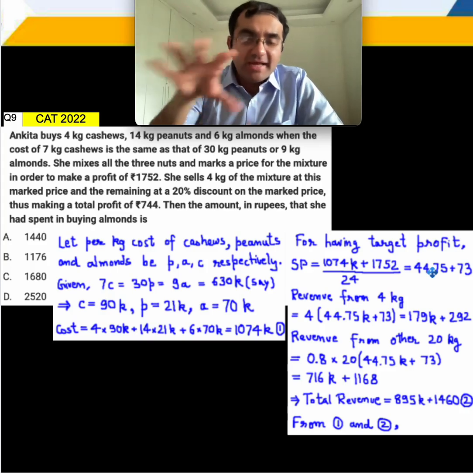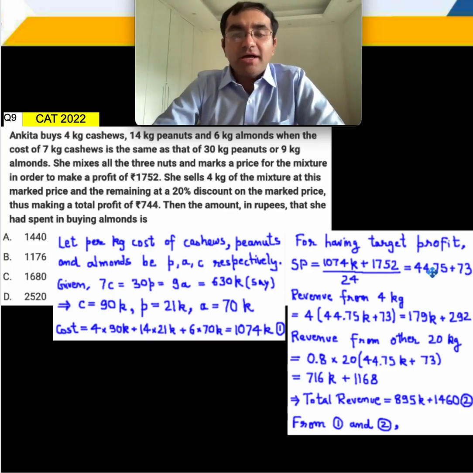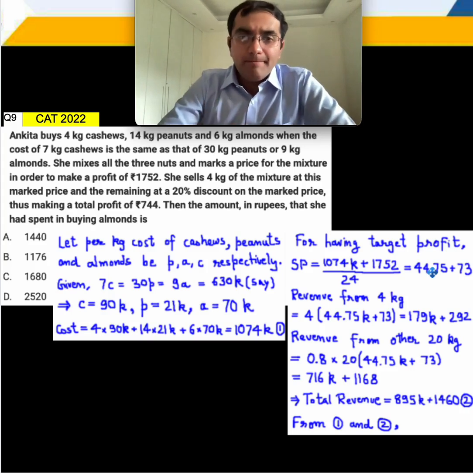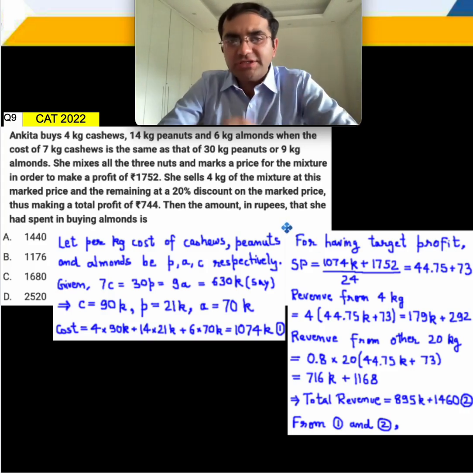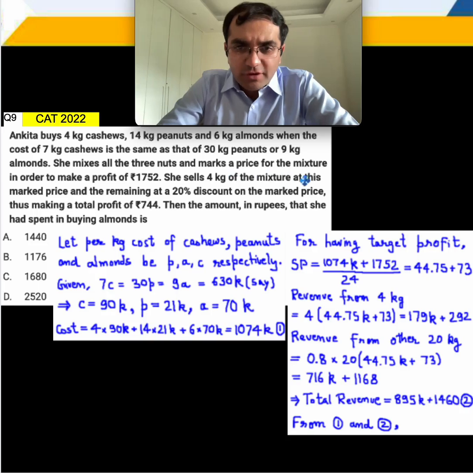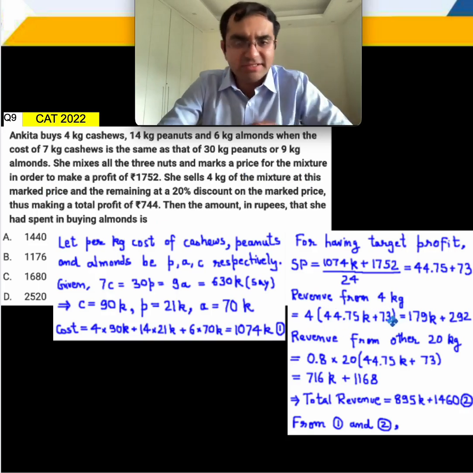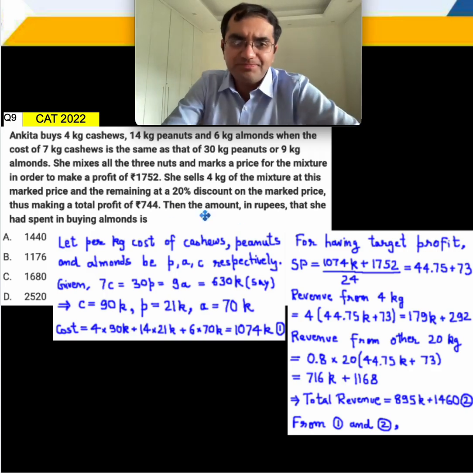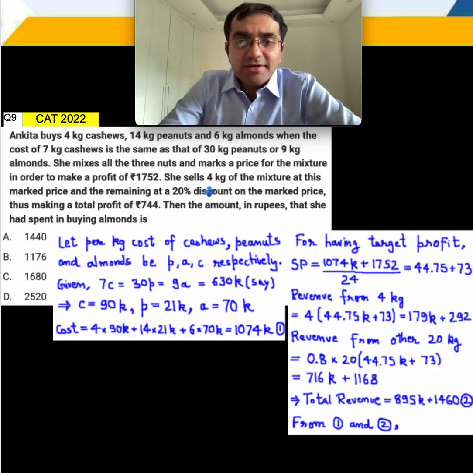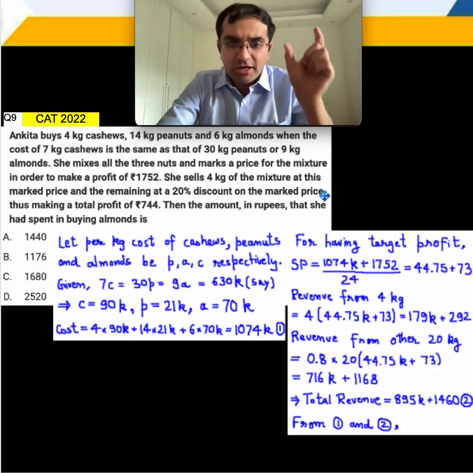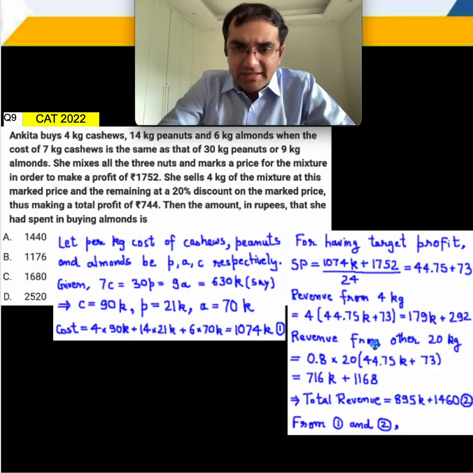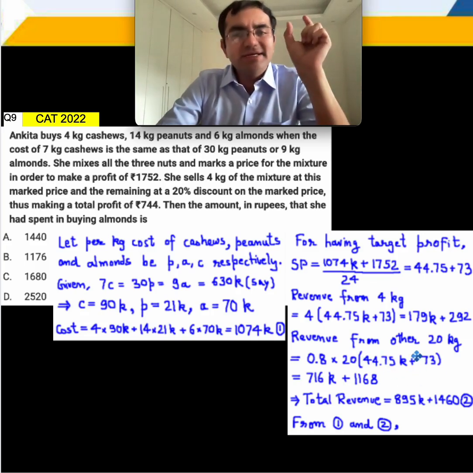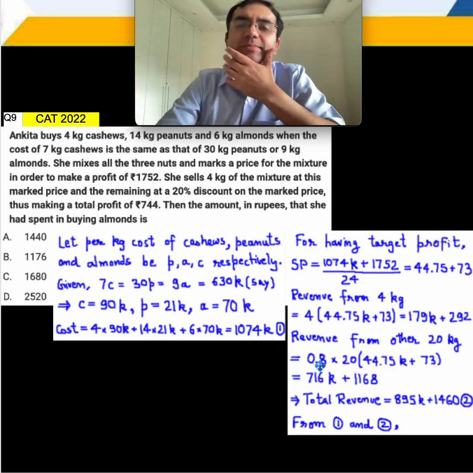This is the price at which Ankita would like to sell it, but now she actually starts to sell it. She sells 4 kg of the mixture at this marked price. तो 4 kg बेचा at this marked price 44.75K plus 73. इतना 4 kg बेच दिया, and the remaining at a 20% discount on the marked price. So for the remaining 20 kg, this is your 20 kg, this is your marked price, उसका 20% discount देना पड़ेगा. That means 80% will be left.